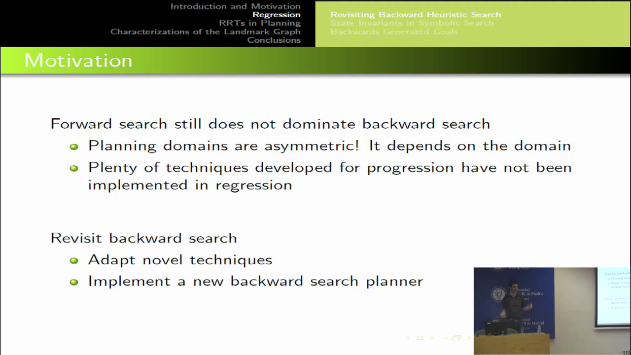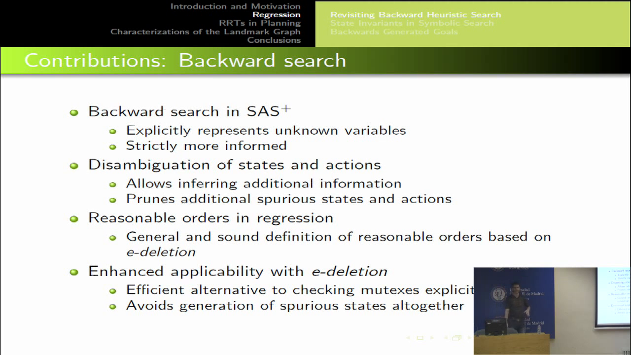So what we're going to do here is to revisit some techniques, propose some novel ones, and generalize a few things that were not really well defined, like reasonable orders, right? So I'm going to go into detail about how these things work. I'm just going to mention a few of those here. So for example, we get backward searching subplans, which is a more natural approach, and it contains some constraints. So it's more informed, right?